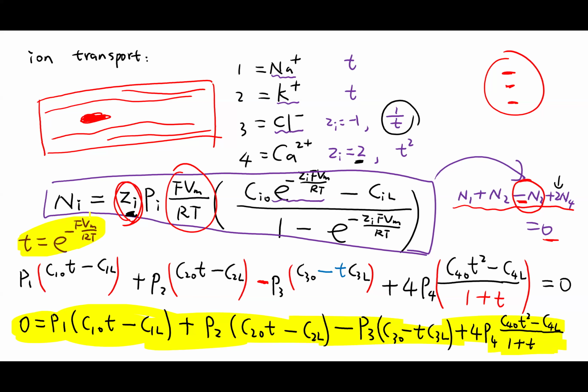So I hope these examples could help you in understanding the ion transport in cardiomyocytes.